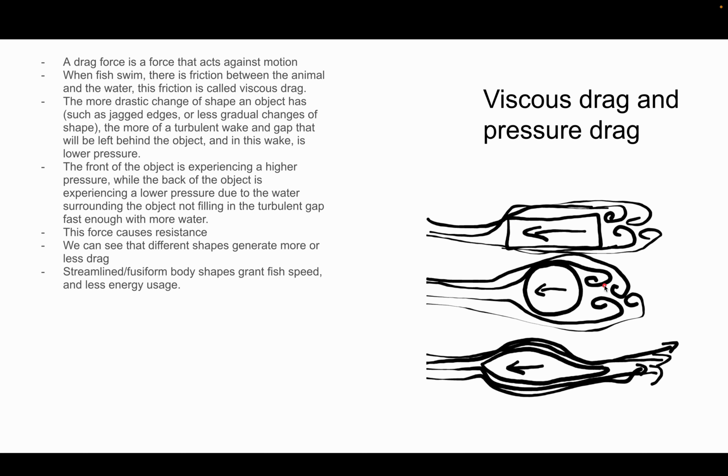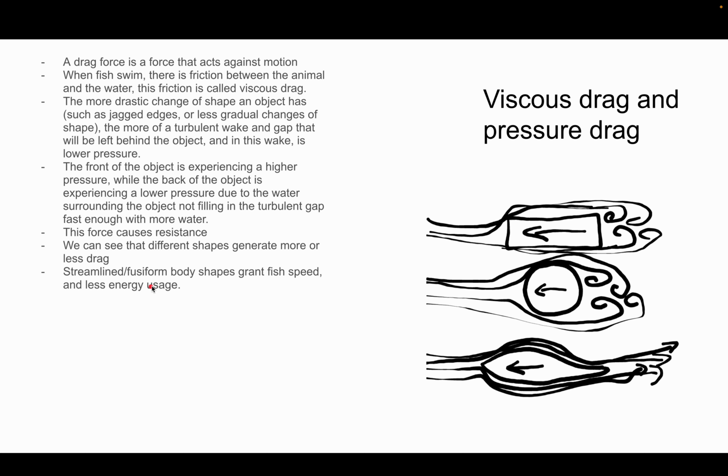The issue with that gap is that there is lower pressure behind the object than there is in front of it. There's higher pressure in front of the object, and lower pressure behind the object. So let's see here. This force causes resistance. The lower pressure and the higher pressure here cause resistance. We can see that different shapes generate more or less drag.